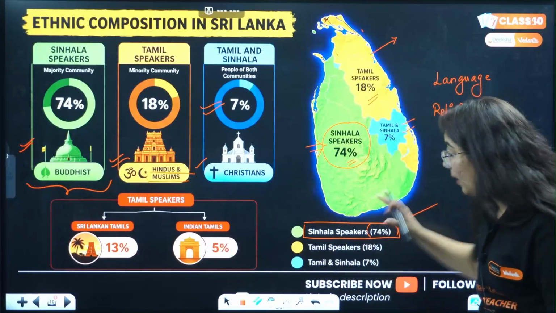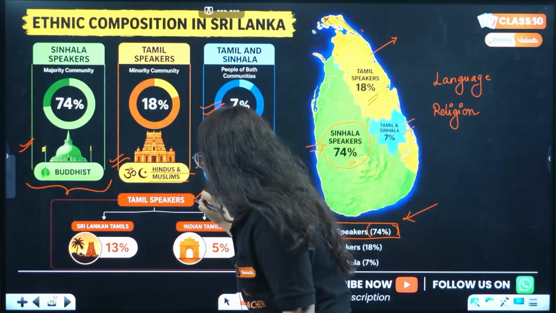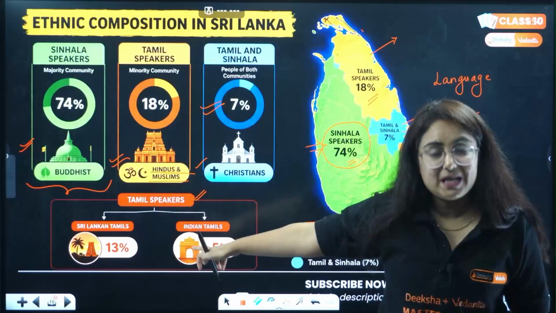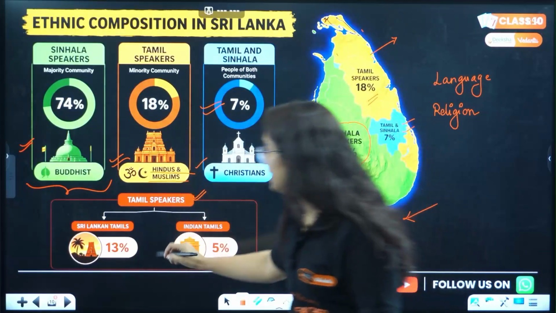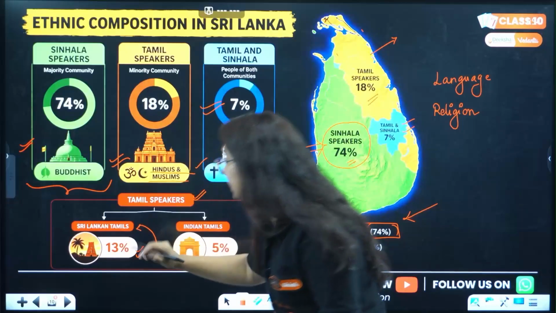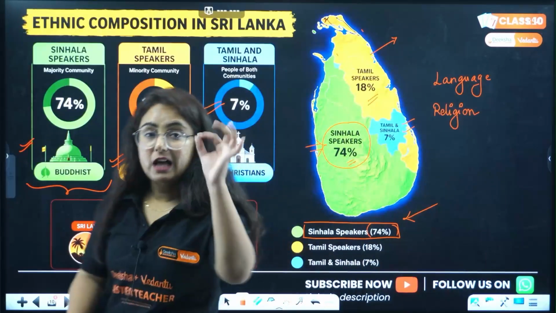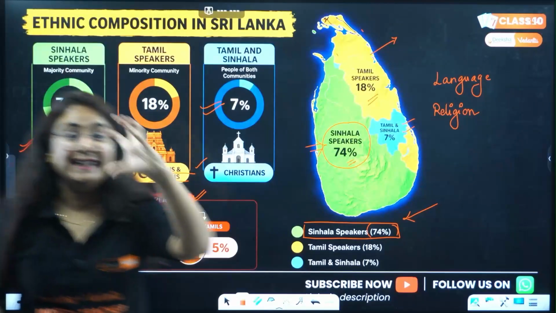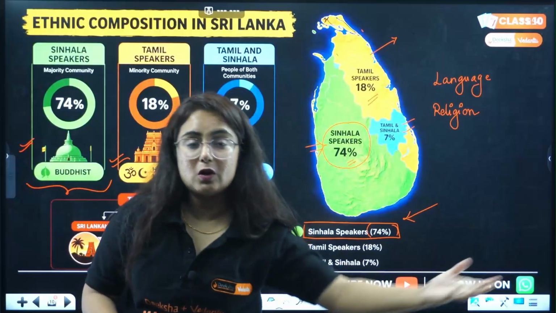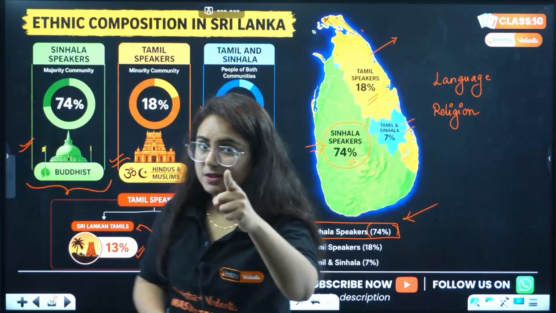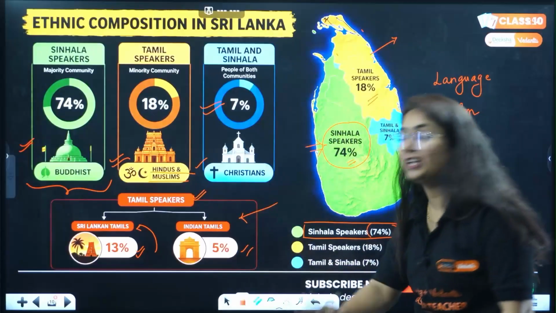Right? We are going into depth on this topic, but before that, I have to tell you that these Tamil speakers are also divided. Among this 18% Tamil speakers, 13% are Sri Lankan Tamils. What do I mean by this? Sri Lankan Tamils are the Tamils who are indigenous to Sri Lanka. That means they were born there, and their ancestors were also born in Sri Lanka only. How many percent? 13%. The rest are Indian Tamils, which are 5%.